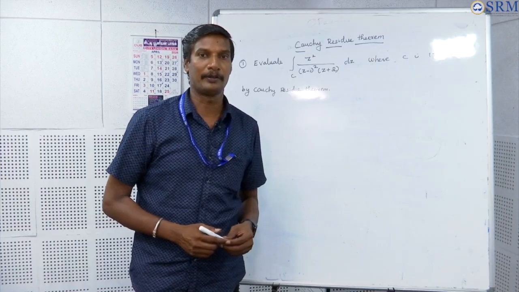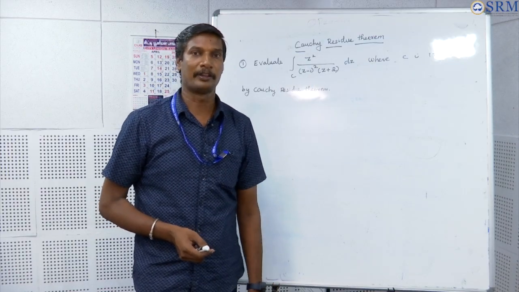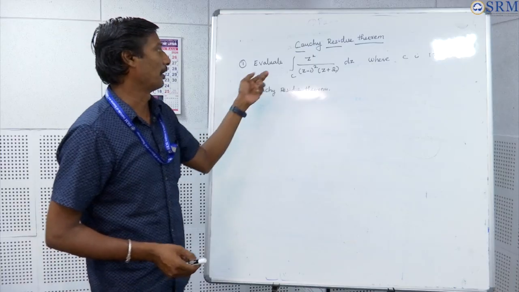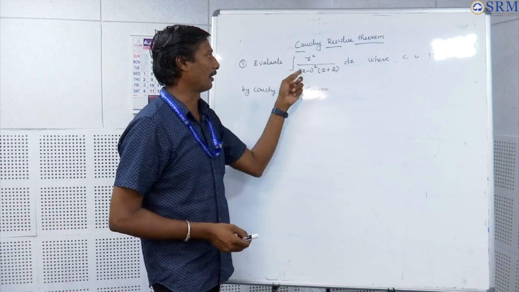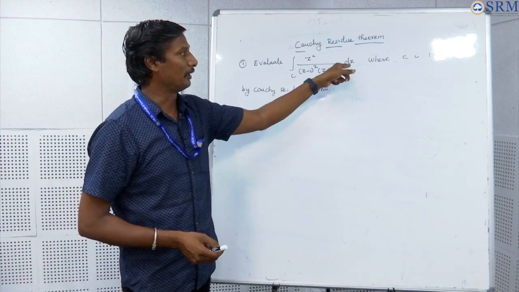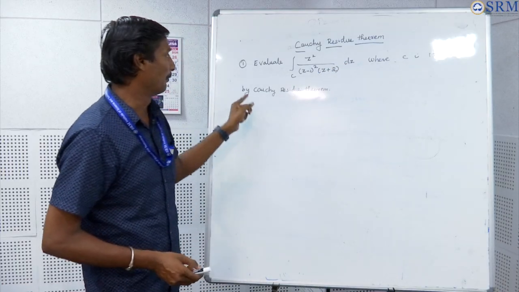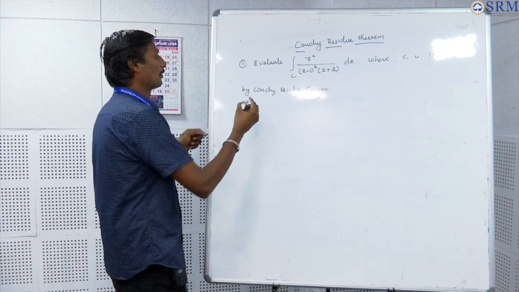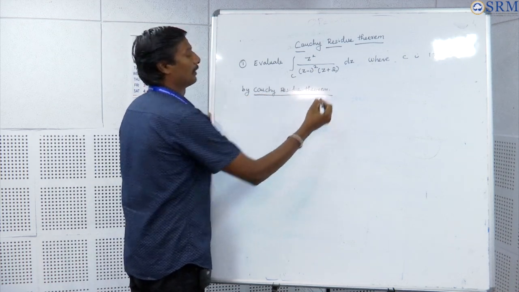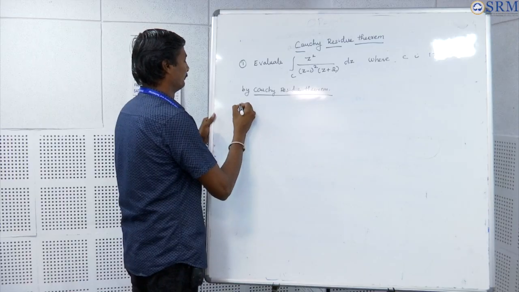Today my topic is problems based on the Cauchy Residue Theorem. We see the first problem. Evaluate the integral over C of z square upon (z minus 1) whole square into (z plus 2) dz, where C is modulus of z equal to 3. The method is the Cauchy Residue Theorem. Okay. Solution.